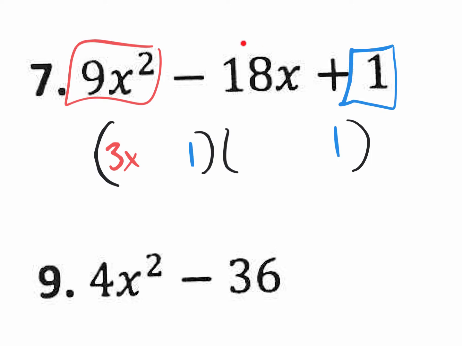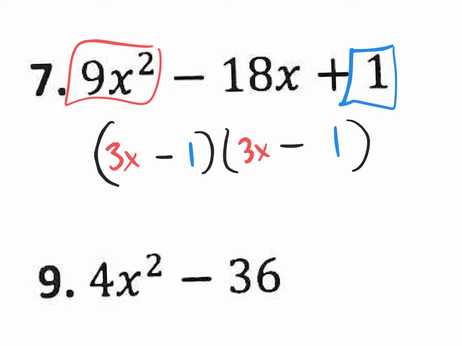Now, you've got to look at your middle term. The only way you're going to end up with negatives is if they're both negatives. Does that make sense? So you do need a minus there and a minus there. However, we should double check. Oh, I forgot the 3x right there. We should double check and make sure that this actually works, right?